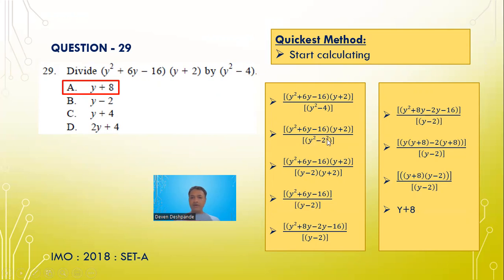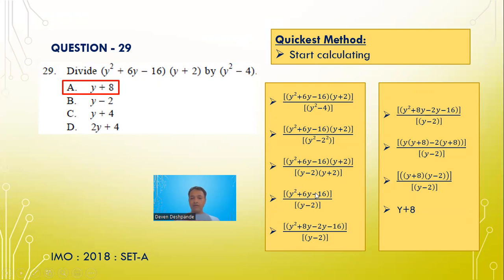And what is a square minus b square? A square minus b square is a minus b into a plus b. So y square minus 2 square will be y minus 2 into y plus 2. Y plus 2 and y plus 2 will get cancelled. What remains is y square plus 6y minus 16 upon y minus 2.